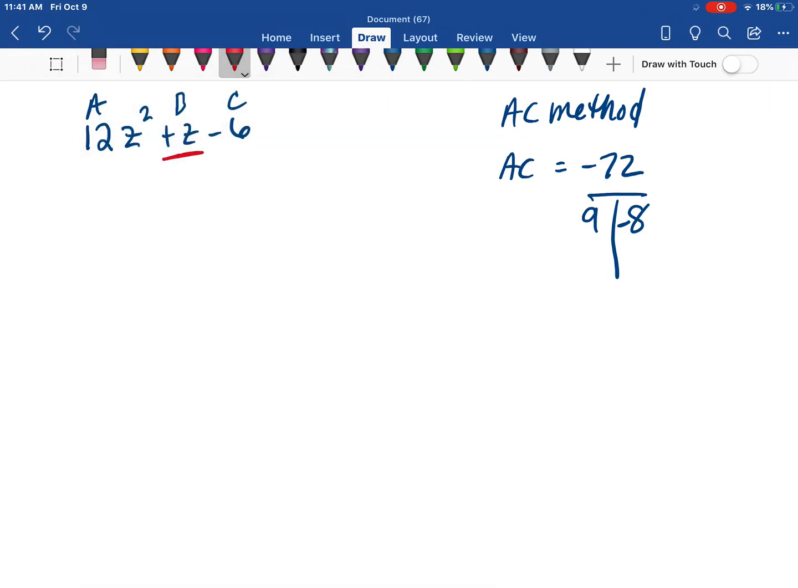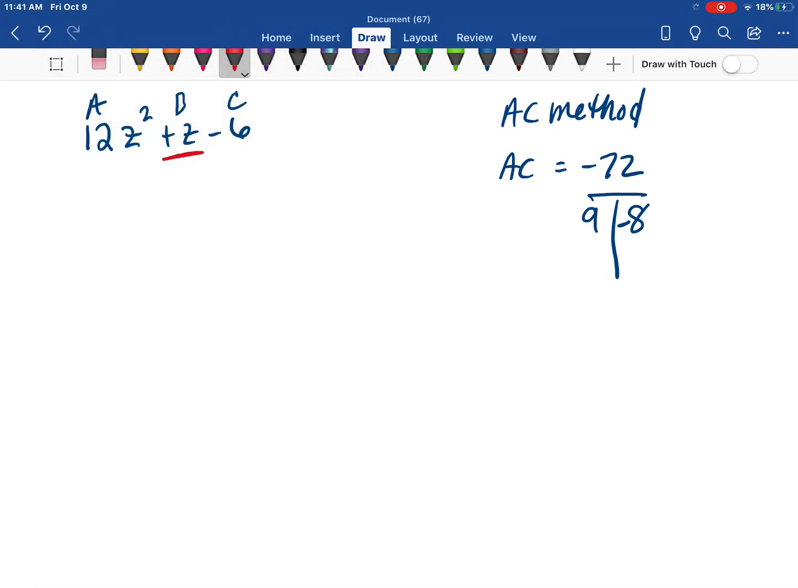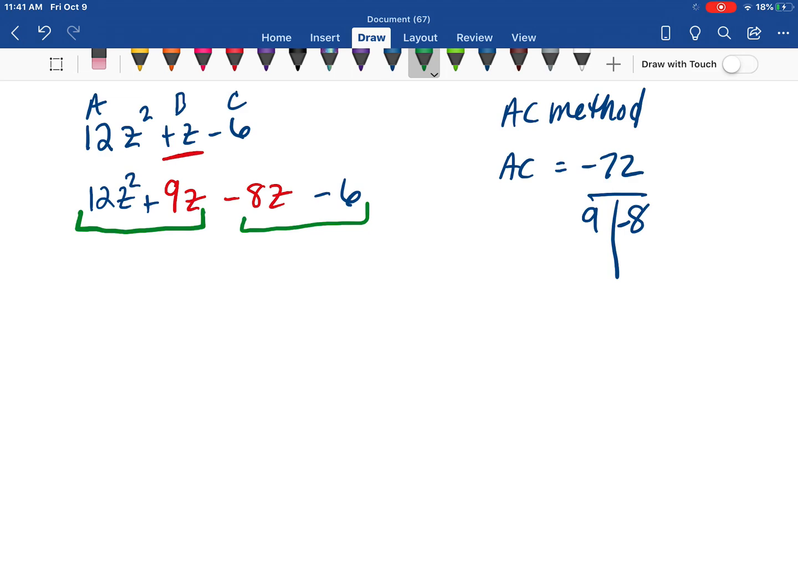So what I'm going to do is use this combination to rewrite this middle term. Instead of writing it as positive 1z, I'm going to write it as 9z and a -8z. And then all I'm going to do is bring down my first term and my last term. So I rewrote that plus z as a 9z and a -8z. Now I have it in a form that I can use grouping because I have 4 terms. So I have 2 terms here and 2 terms here.